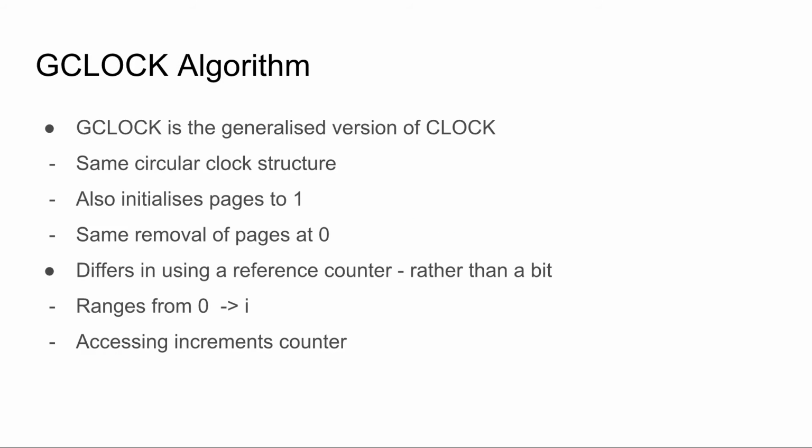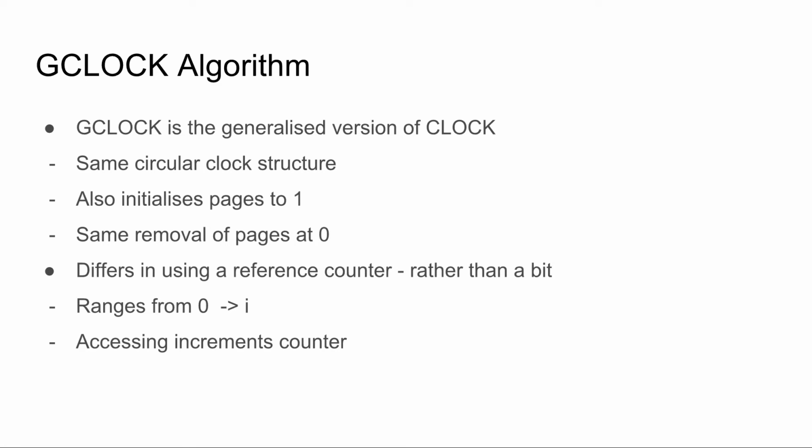So the GCLOCK algorithm is essentially the generalized version of the clock algorithm. It uses the same circular clock structure as the clock algorithm, meaning that when you rotate through pages in the buffer, you rotate clockwise. And it also initializes pages to a value of 1. And by that I mean the reference counter initializes to a value of 1, the same way that the reference bit initializes to a value of 1 for the clock algorithm.